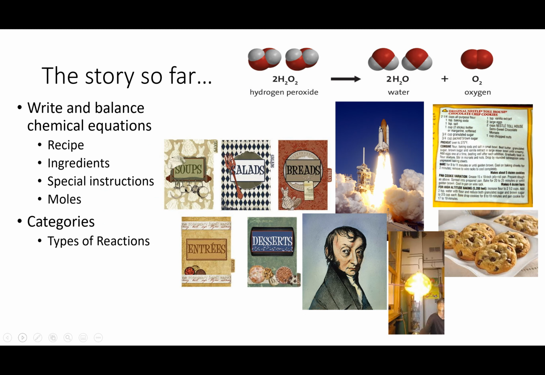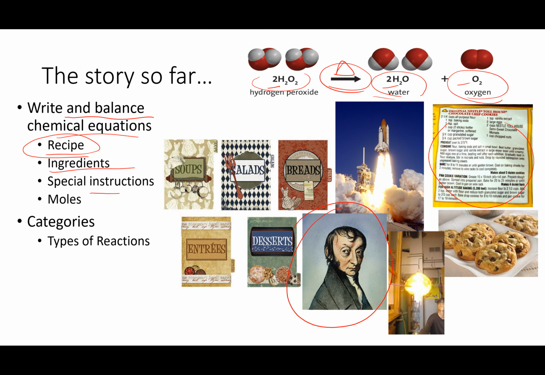Here's our story so far. Last week, we were worrying about writing and balancing chemical reactions. And if you remember, a chemical reaction is a recipe in chemistry. It tells us the ingredients. It tells us what things you start with and what you end with. The special instructions can go above that yield sign. Do we have to add heat? Do you have to shine light on it in order to make things go? If we use those coefficients and translate those into moles, we can ramp it up and make a big batch or a little batch.